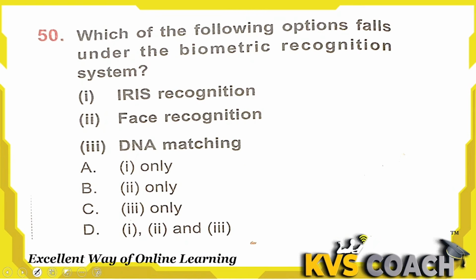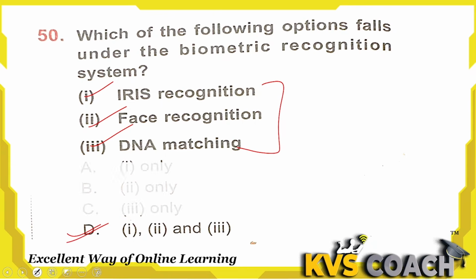Next is, which of the following options fall under the biometric recognition system? One is iris recognition. Yes. Face recognition, yes, and DNA also. So DNA matching, iris and face recognition, all three come into the biometric recognition system. So option D is the right answer here.